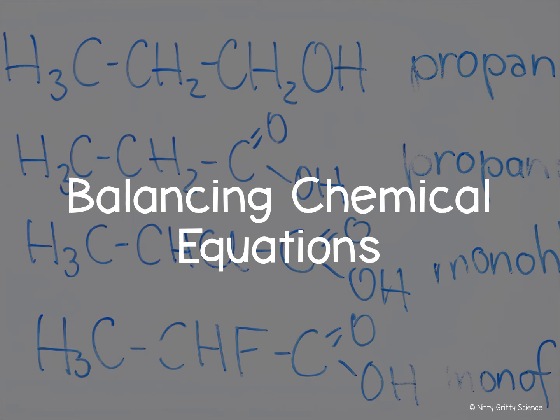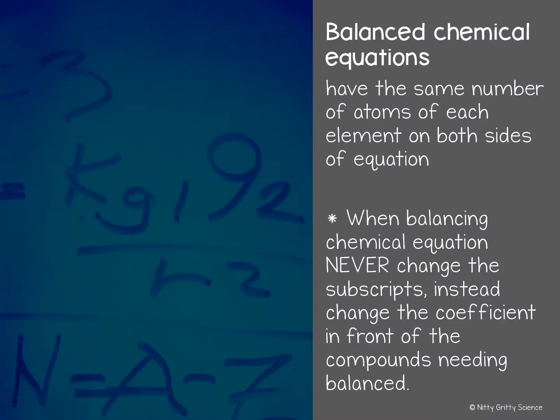Balancing chemical equations. If you've ever played with a set of Legos, then you know that there's more than one way to put together the Legos to create something. Well, this is the same with elements in a chemical equation. Elements and compounds can be disassembled to make different compounds from the same elements.